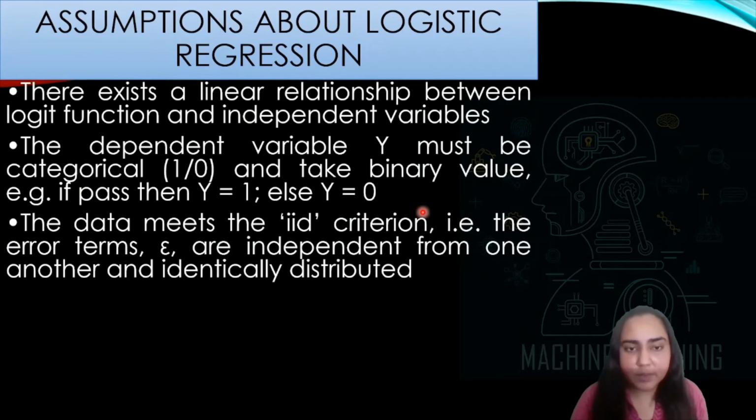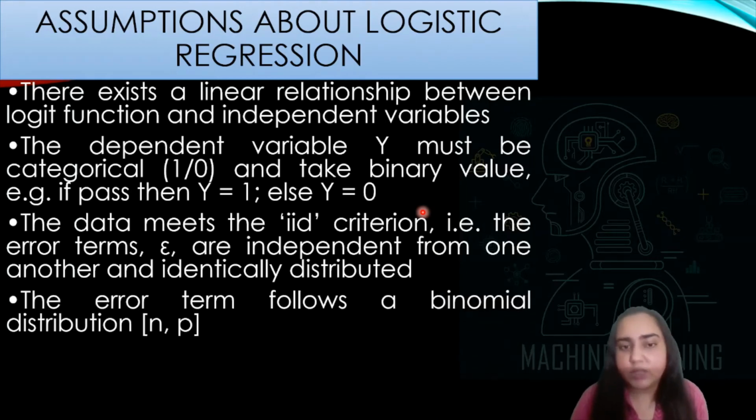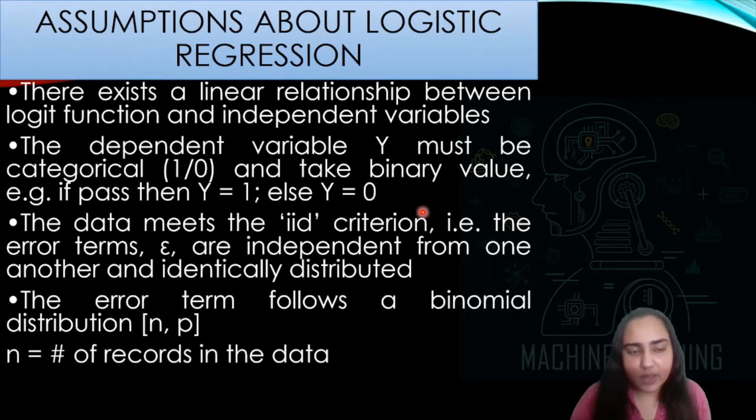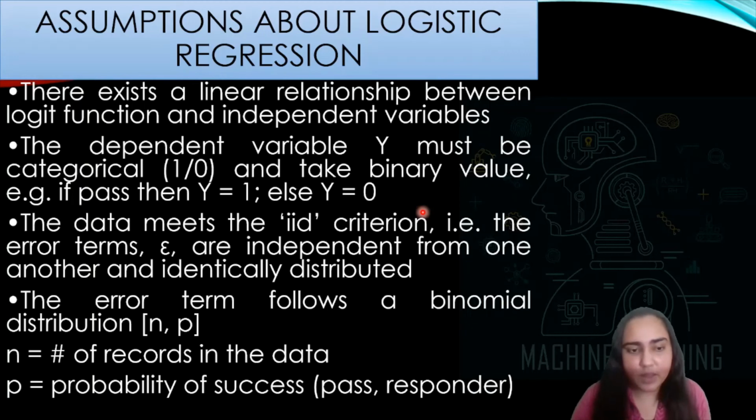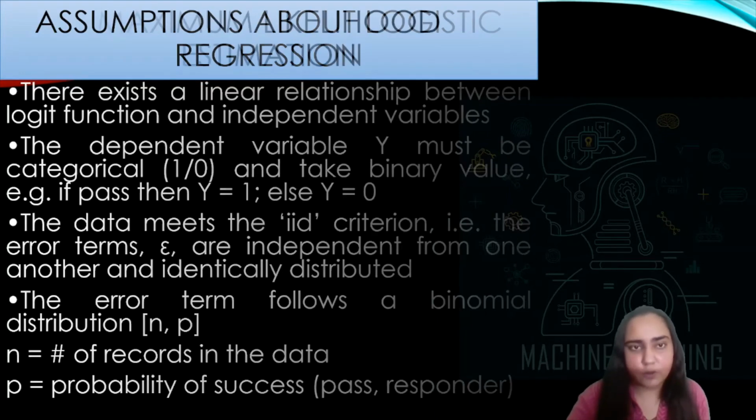The data meets the IID criterion. Okay, what is IID? Independent, identically distributed variables. So all the data should be independent as well as they should be identically distributed. That means your error terms, epsilon, are independent from one another and also identically distributed, preferably normal distribution. And the error term follows a binomial distribution, which looks like this. Okay, n is equal to the number of records in the data, and p is equal to the probability. We already studied binomial distribution previously, so this shouldn't be very difficult to follow.